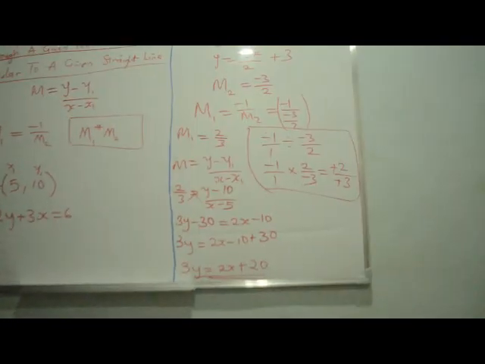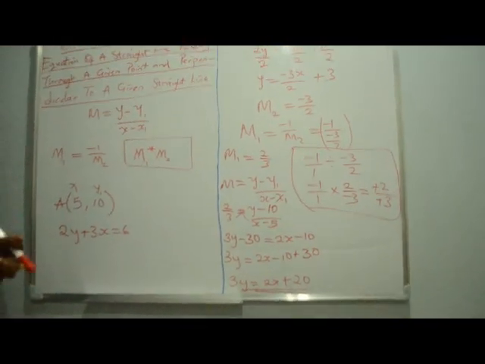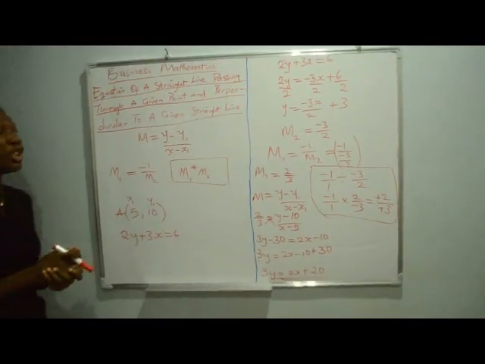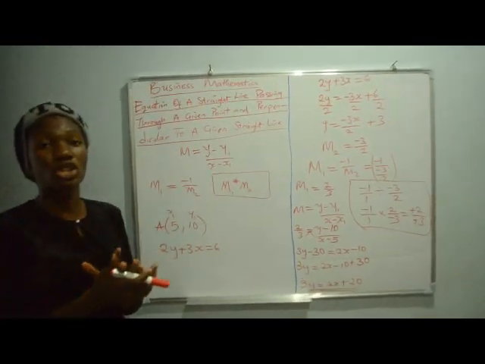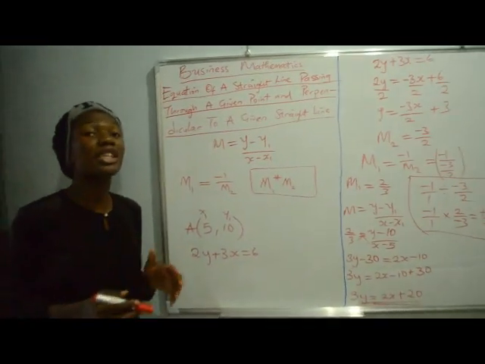Alright, so with this we have come to the end of equation of a straight line passing through a given point and perpendicular to a given straight line.